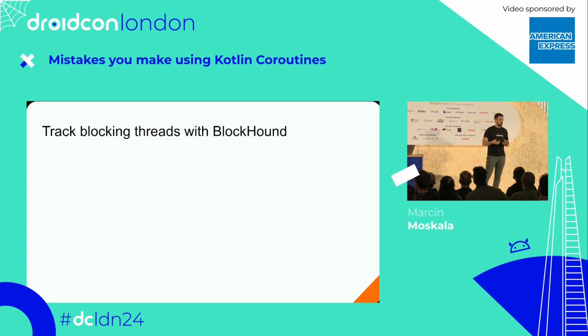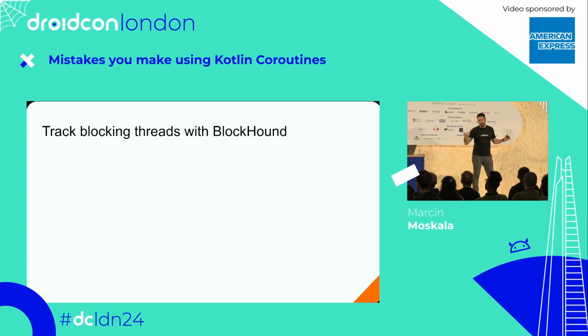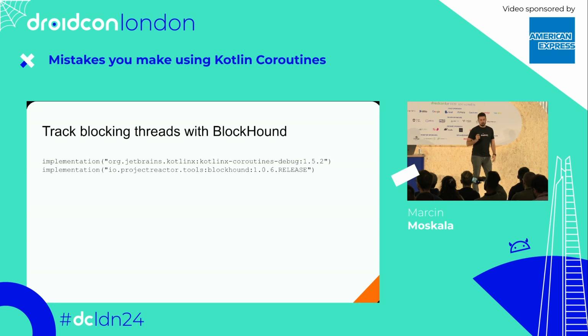Another thing, if you eliminated your I/O dispatcher from the application, and then you are scared, what if I missed something? What if there is a blocking call somewhere that I don't realize? There is a library for hunting that. It's called BlockHound, and it has a coroutines integration. So you just install it.